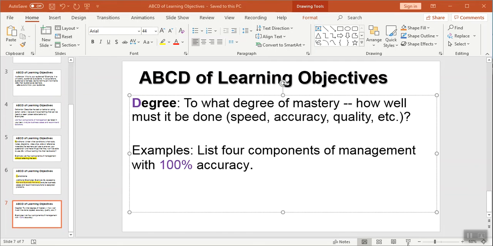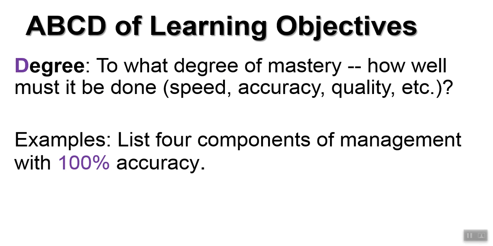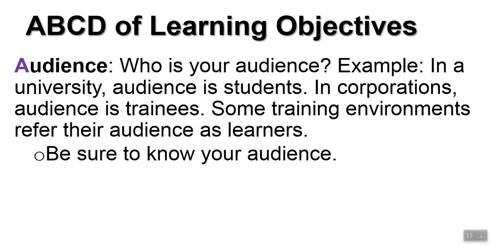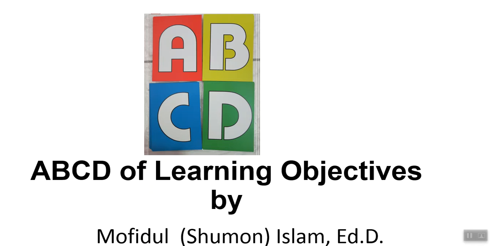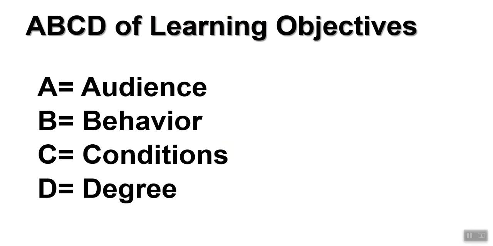So let's make it a presentation and start from the beginning. All right, ABCD of learning objective. A stands for audience, B for behavior, C for conditions, and D for degree.